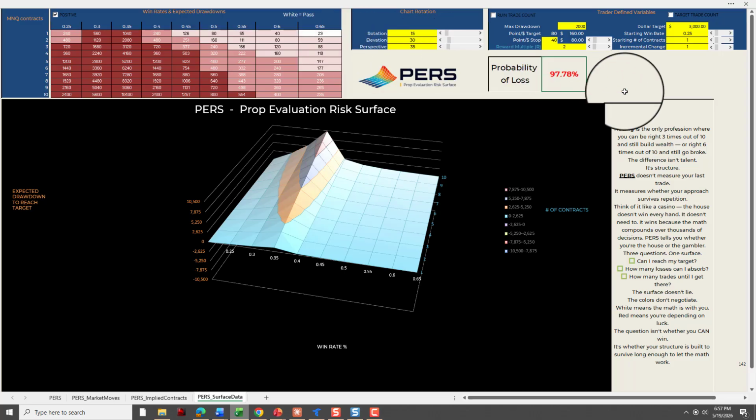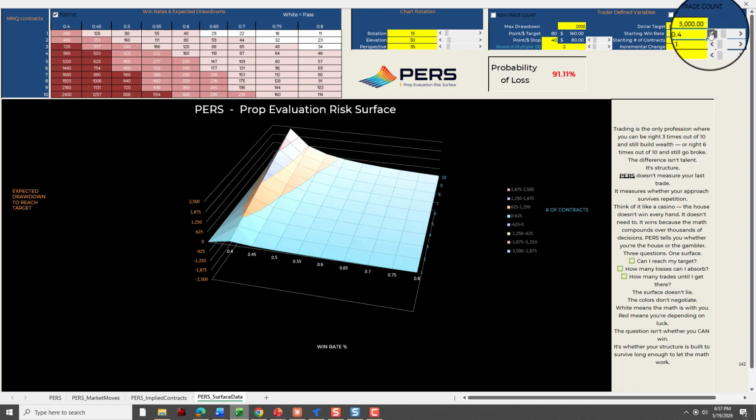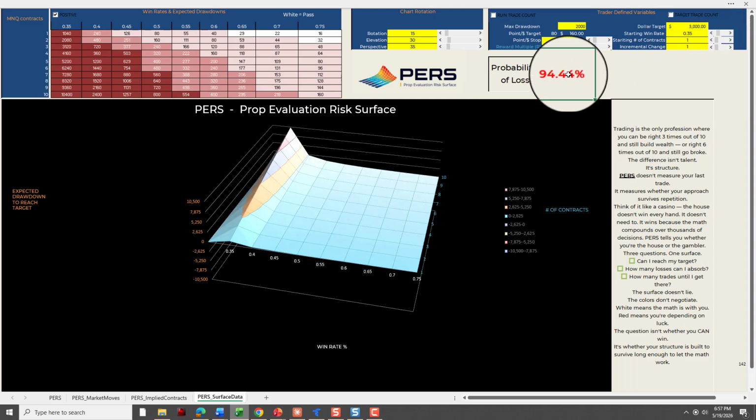Now 97.78% of traders will fail. And you can see things are changing in real time, or as I manipulate the user-defined variables, it actually adjusts the chart as well. So that's extremely low. So I'm going to go ahead and put it back to the 40, which I'm comfortable with. Maybe I'll do 35. Okay, whoops, I went to 40. Let's go to 35. What it's telling you is 94.44% of traders are going to fail.